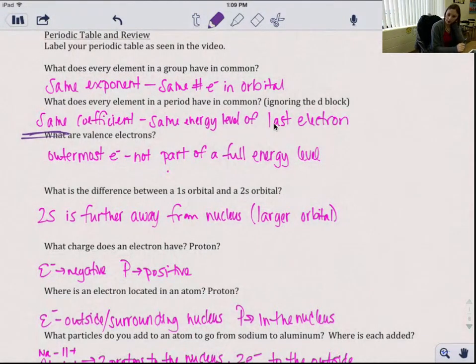We're going to work through the next one. I'm going to be flipping back and forth between different things. The next question asks, what are valence electrons? Valence electrons are the outermost electrons. They're not part of that full energy level. So when I talk about valence electrons, they are the ones on the outside. That's why when I said you're in the 16th group, you have 6. Those are the ones on the outskirts that are not part of a full level.